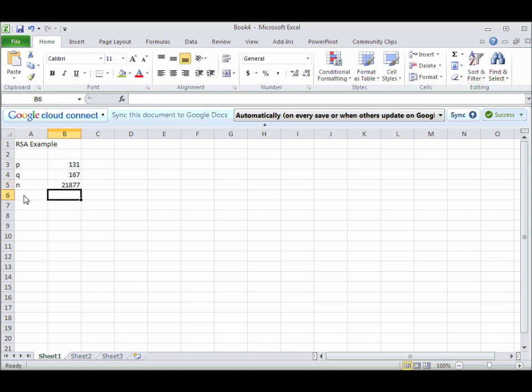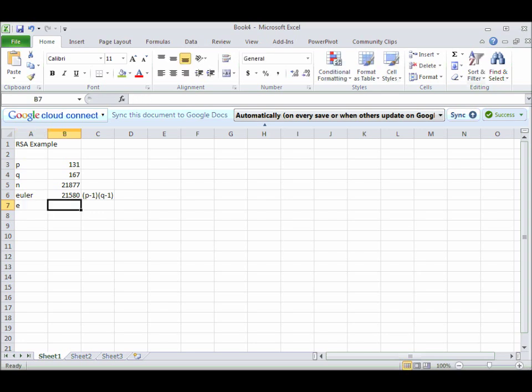Right? In order to make our math work, we also need to figure out the Euler number, and that is using the following equation. It's p minus 1 times q minus 1. So if I put that formula in here, I get the Euler number of 21,580.